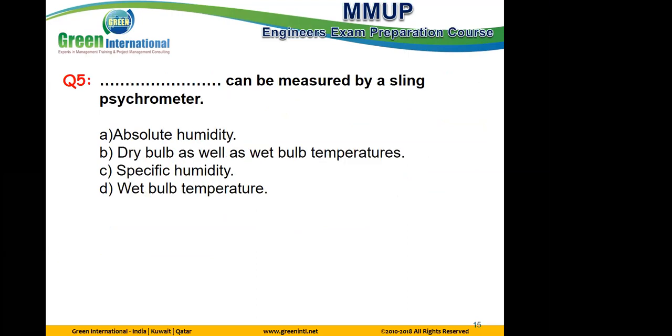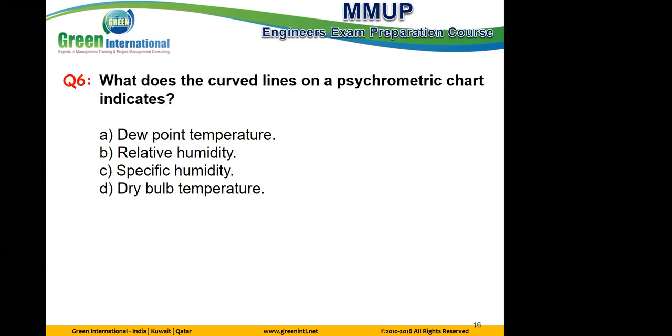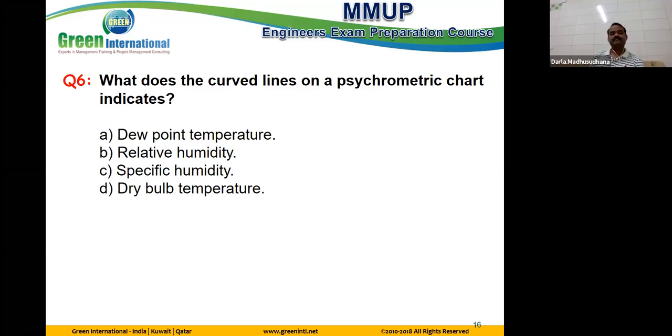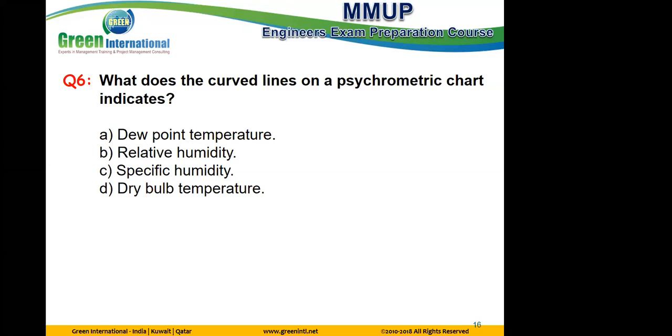What can be measured by a sling psychrometer? B, sling. Actually, we can measure dry bulb and wet bulb both. What does the curved line on the psychrometric chart indicate? D, relative humidity. Relative humidity, yes.